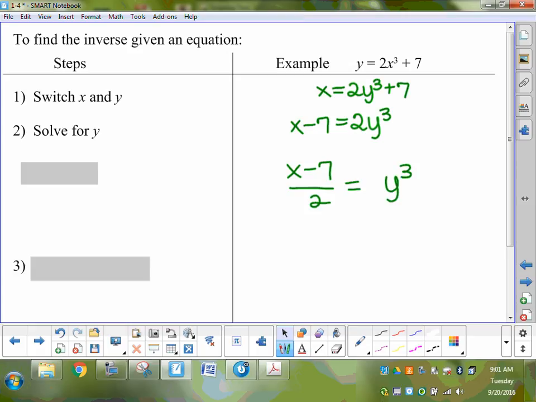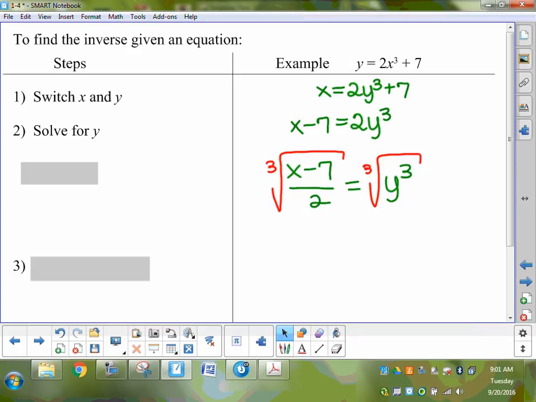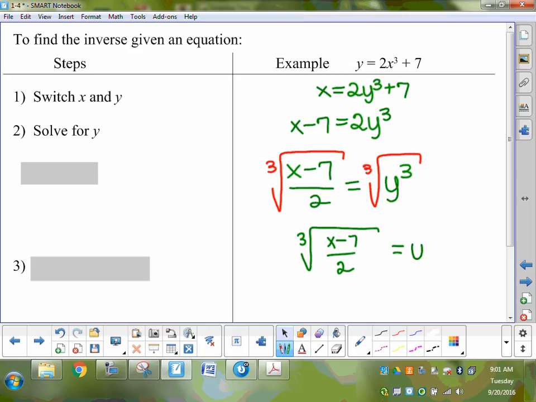You can tell me what we would do now to solve for y. You take the cube root of both sides. Now, when I do that, the algebra purists will write it out as the cube root of x minus 7 over 2 is going to be equal to, well, some people say, now I'm left with y. Here's the problem. This is a special kind of y. Compared to the original, this is the inverse.